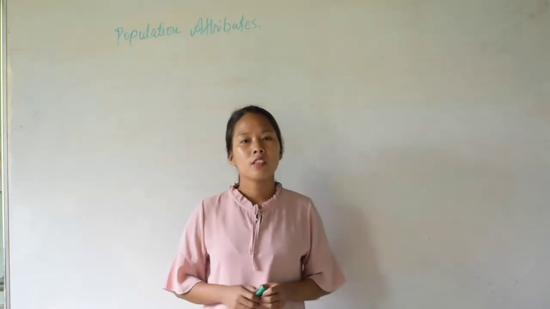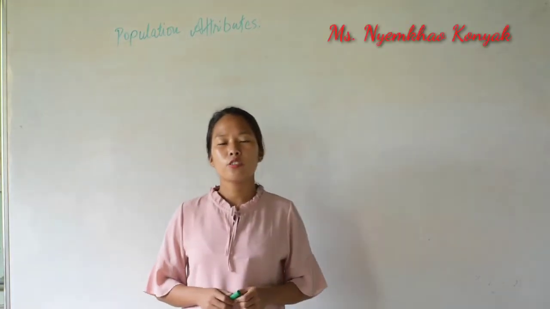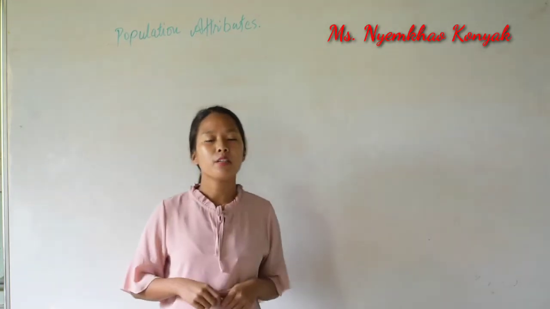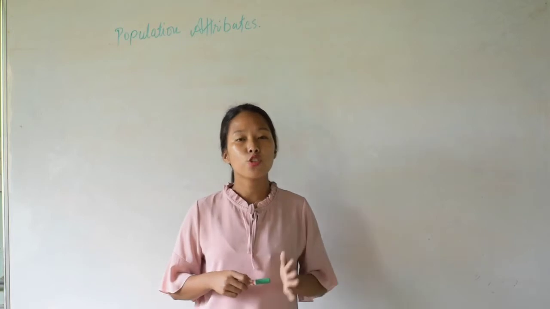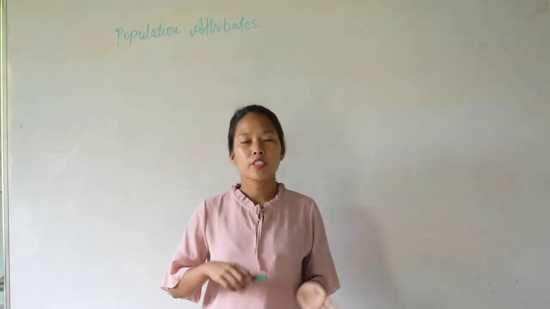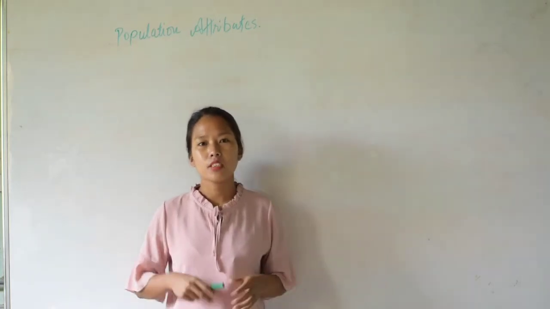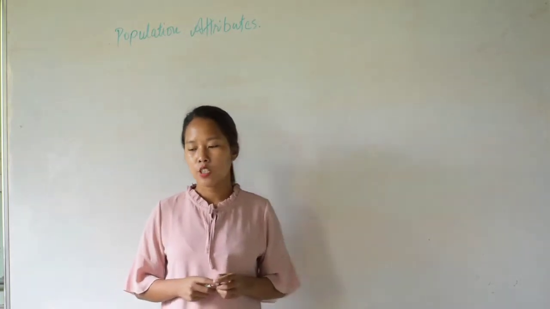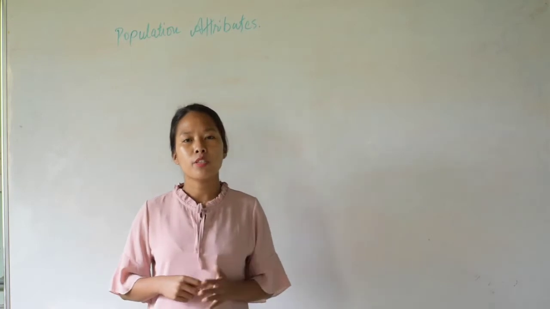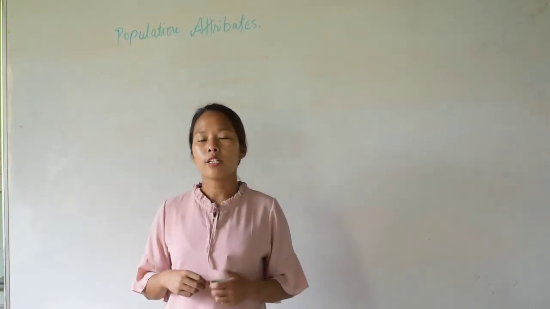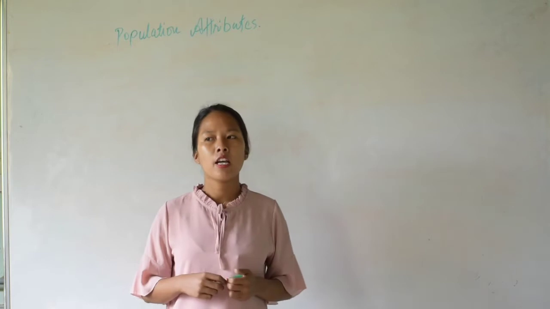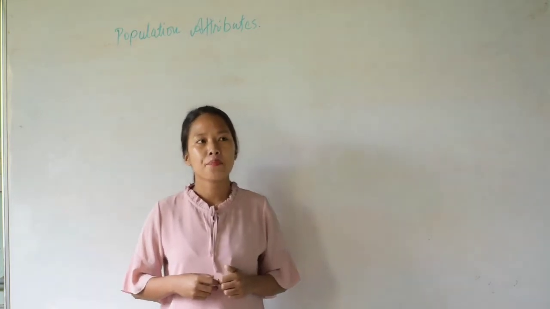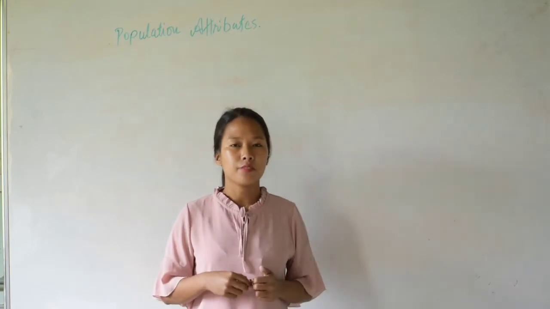Hello everyone. Today in this video we are going to talk about population attributes. Now, what do you mean by population? Population is the group of organisms of the same species that is living in a particular area at a given time. So the members of this population share or compete for the same resources, and they also reproduce naturally. That means they interbreed among themselves.